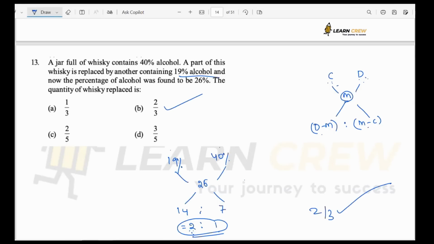Option B. A part of this whiskey is replaced by another quantity, 19% alcohol. You need to find out the quantity of whiskey replaced, so you need to find out how much quantity of that 19% is there. 2/3 is there, based on this rule. The allegation rule is useful for entire arithmetic. Is it clear? Yes.